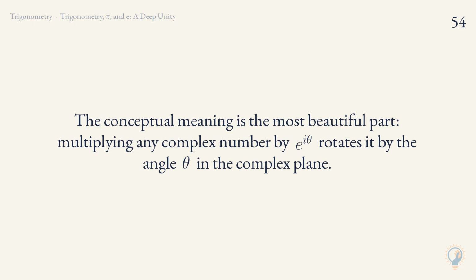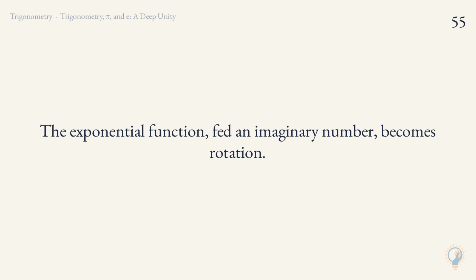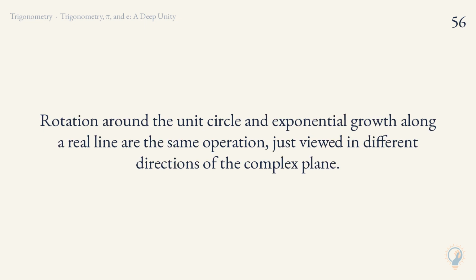The conceptual meaning is the most beautiful part. Multiplying any complex number by e to the i theta rotates it by the angle theta in the complex plane. The exponential function, fed an imaginary number, becomes rotation. Rotation around the unit circle and exponential growth along a real line are the same operation, just viewed in different directions of the complex plane.